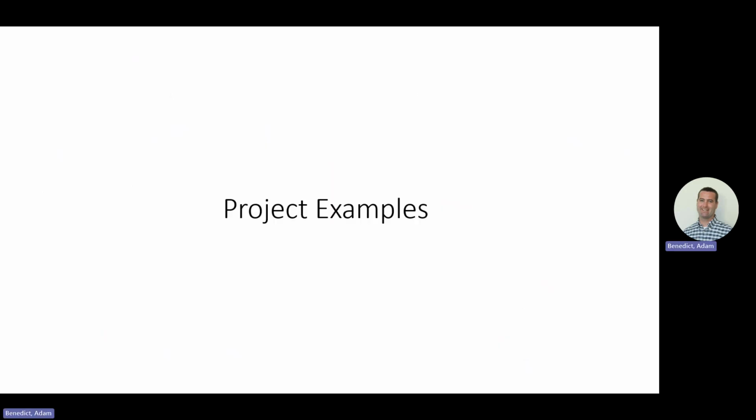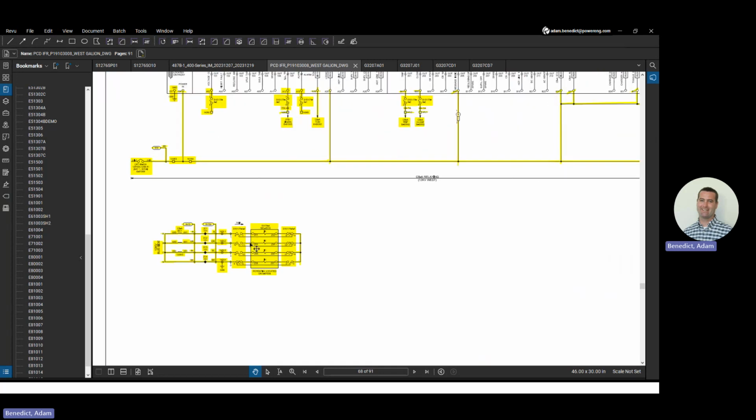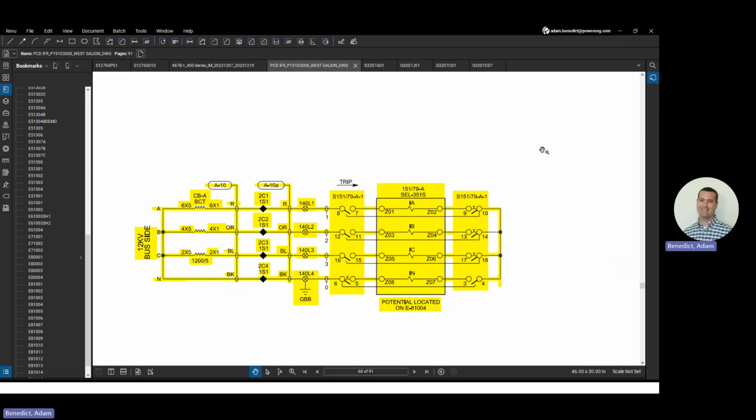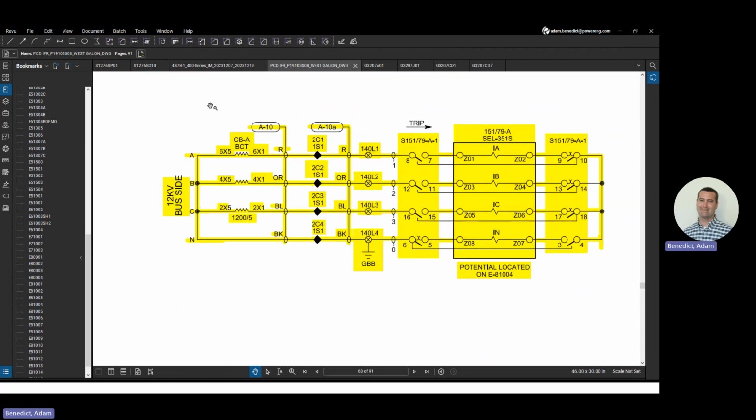All right, so that's it for the presentation. Let's see if I have some good examples. So let me zoom in. When I was talking about that utility before, this is really what they show for their three-phase AC schematics. So you see, they basically put the AC connections on a DC print, and then they have phases A, B, C shown.